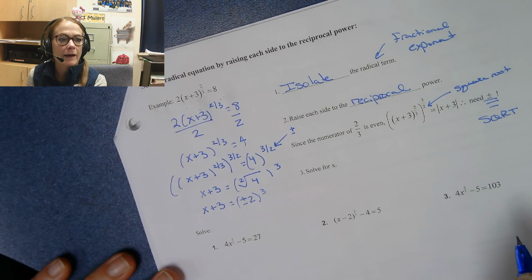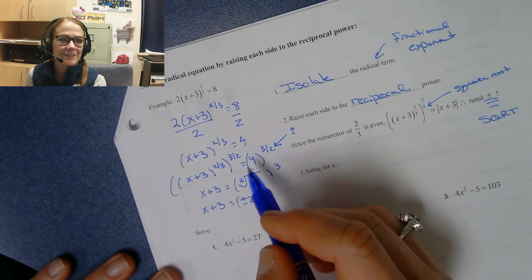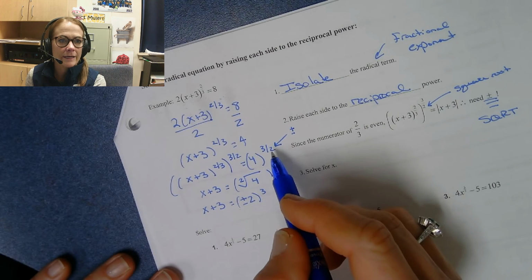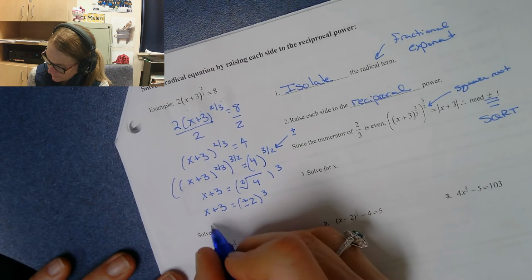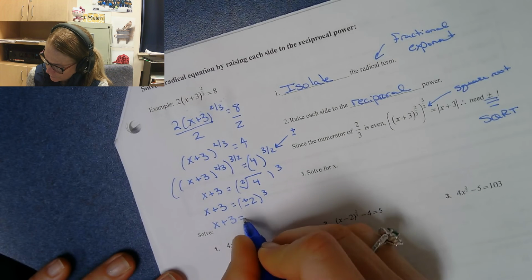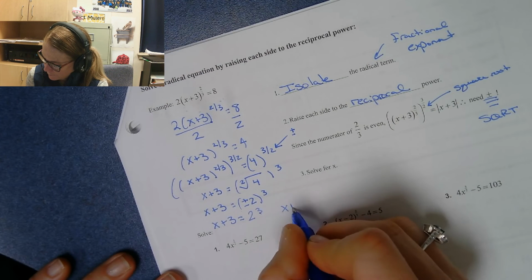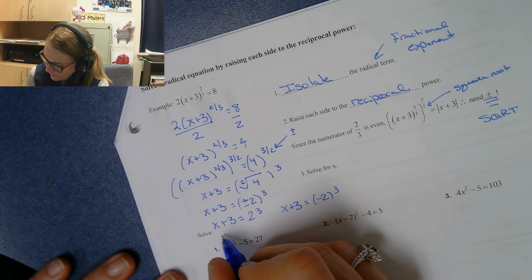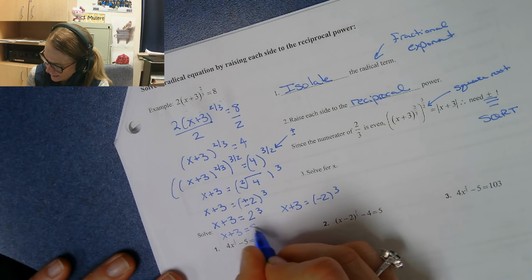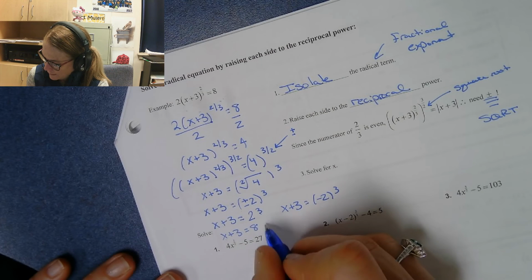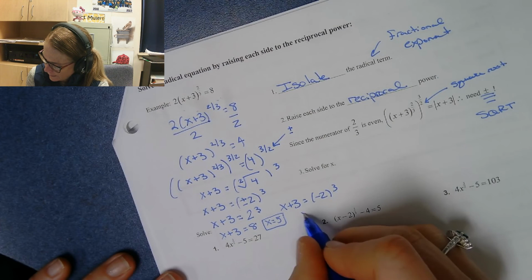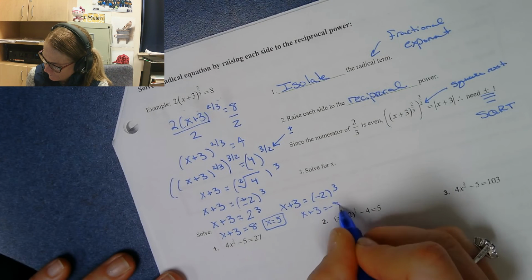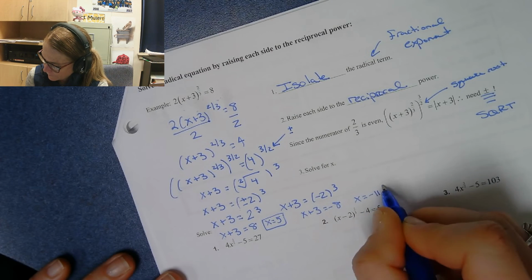So you've got to remember that when you are square rooting, and I know it doesn't look like a square root because it's over 2, but if you're over an even number, you have to put in the plus or minus. So x plus 3 equals 2 cubed, and x plus 3 equals negative 2 cubed. x plus 3 equals 8, so x is 5 here. And then x plus 3 equals negative 8, so x is negative 11 here.